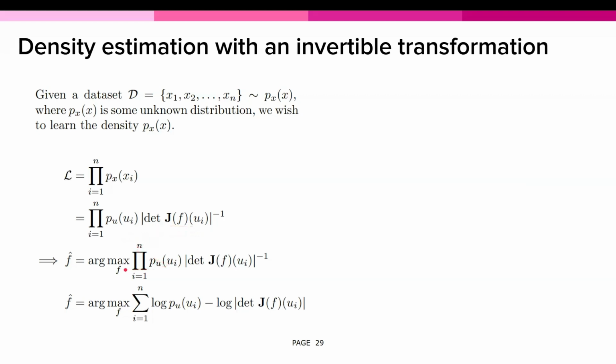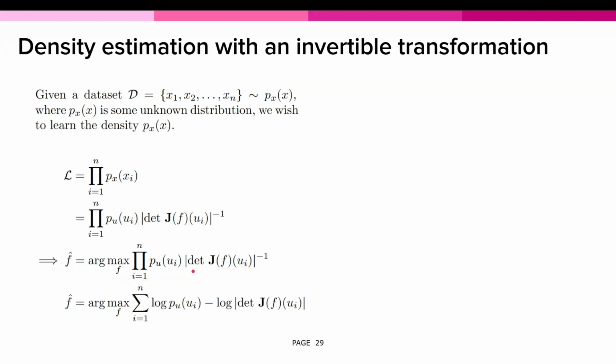And then for such a model, we would be interested in the likelihood function, the product of probabilities for each observed data point in the data set. And then we can re-express that in terms of the simple base distribution, P sub u of u, and the determinant of the Jacobian matrix of the invertible transformation F, that as we said before, maps from the base distribution U to the data space X. The optimization objective then is to find the transformation F that maximizes the likelihood of the observed data.